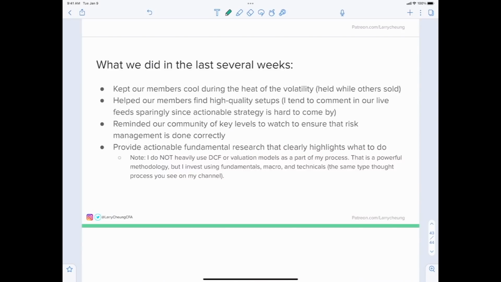So in summary, here's what we did in the last several weeks. We kept our members cool during the heat of the volatility while a lot of other investors sold. We helped our members to find high quality setups, and we commented in our live feeds during days of market volatility to find actionable strategy. We reminded our community of key levels to watch to ensure that risk management is done correctly, and then we provided the research that highlights clear thinking.